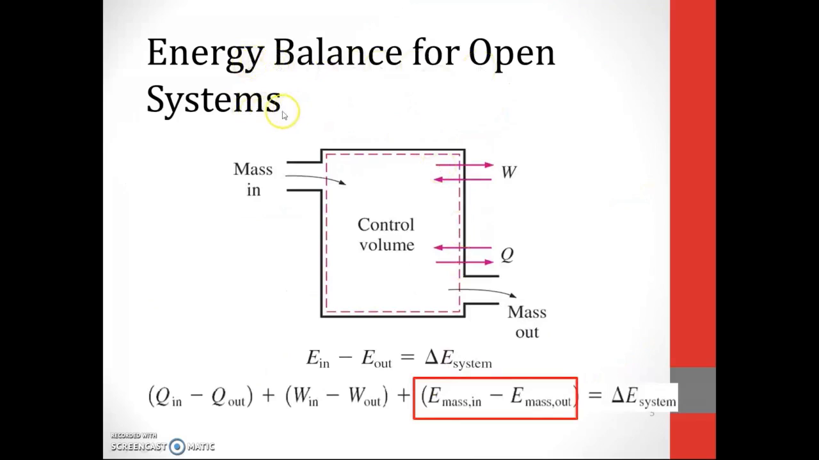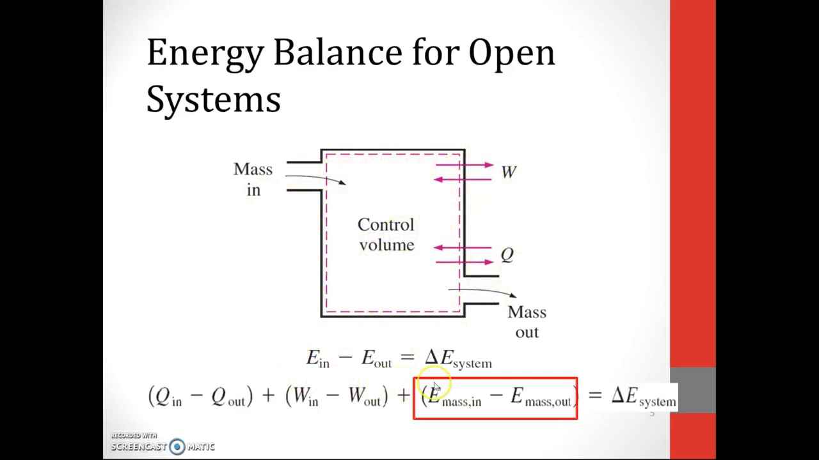Okay, energy balance for open system. Previously we have discussed the general energy balance for closed system. So this time we will discuss energy balance for open system, and we can see the difference. So this is a diagram of an open system, in which we have mass in and mass out, and we can also have Q in and Q out at the same time, work in and work out. Everything is open, for open system.